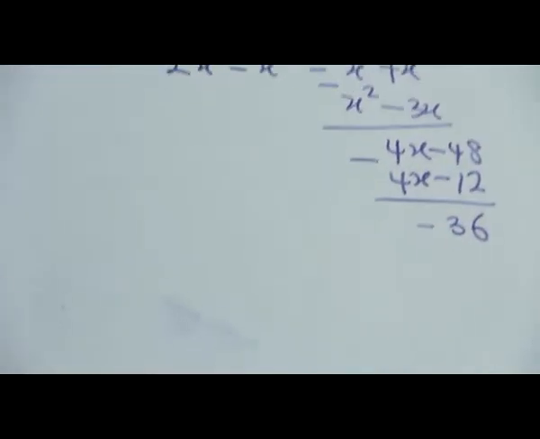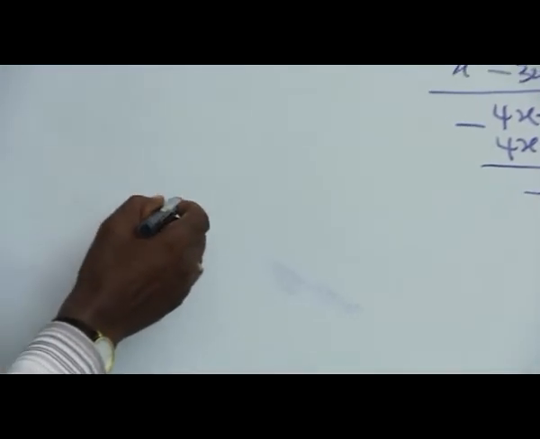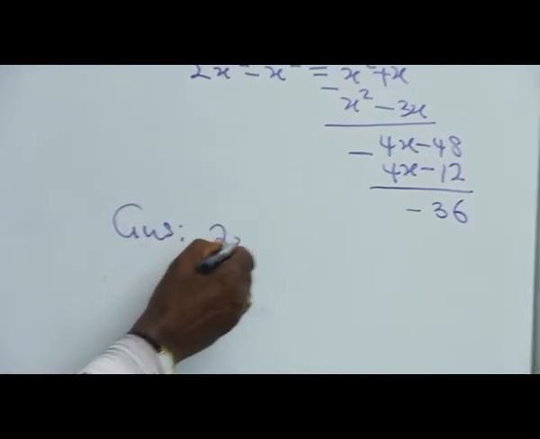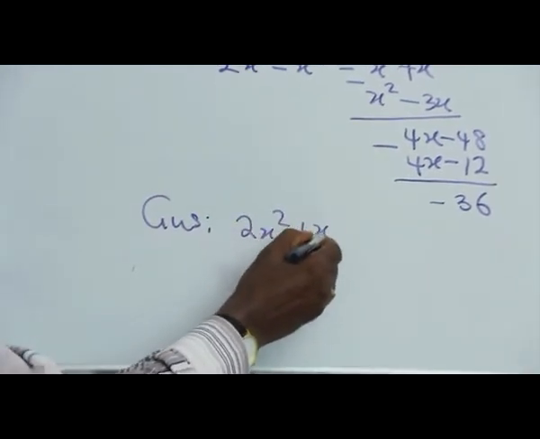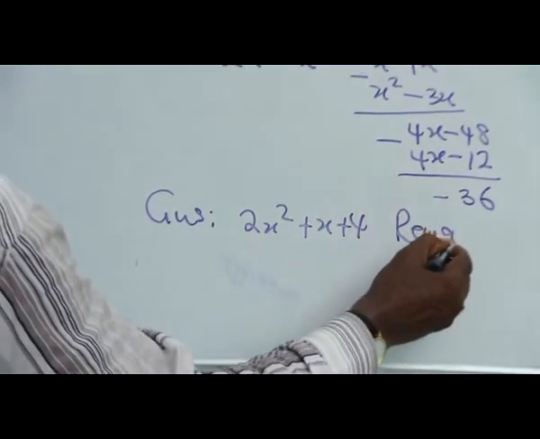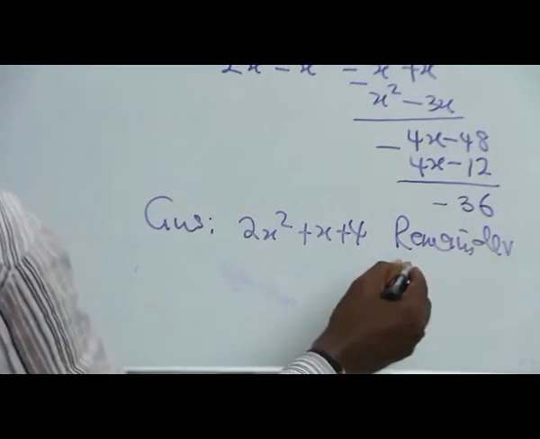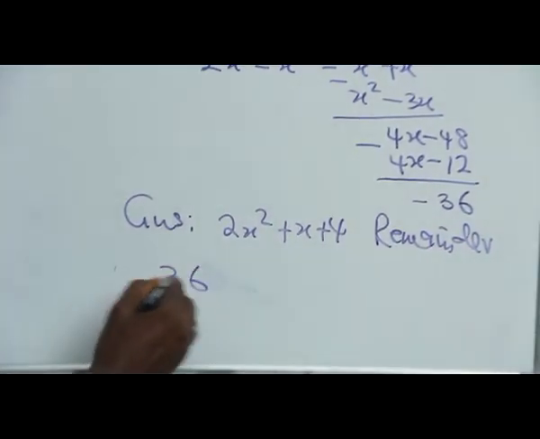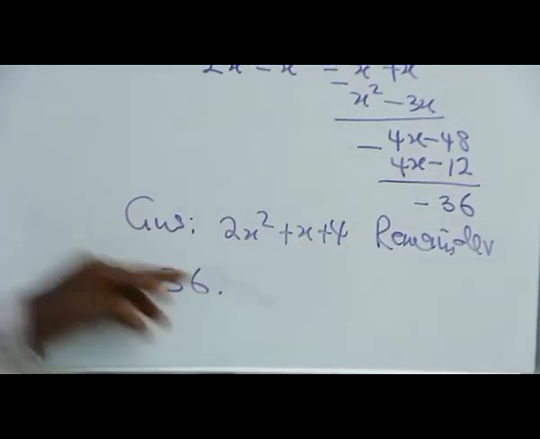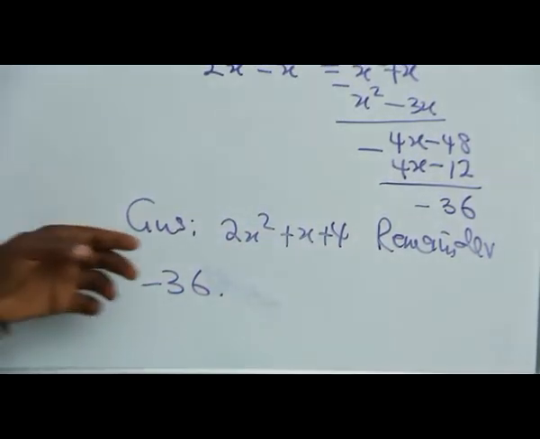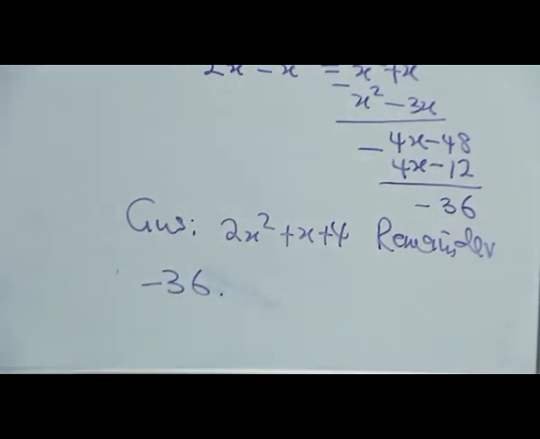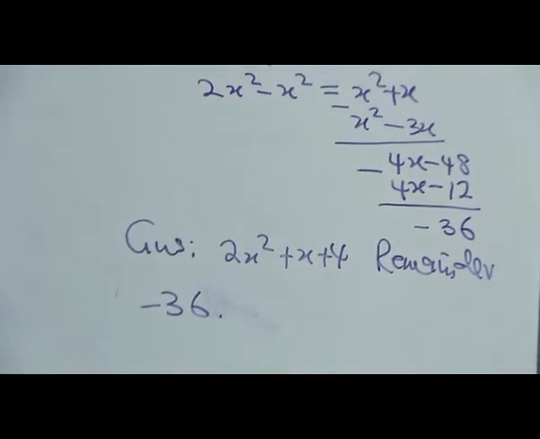So our answer is 2s squared plus s plus 4, and then remainder minus 36. This is the quotient, and this is the remainder. We have the polynomial and we have the divisor.